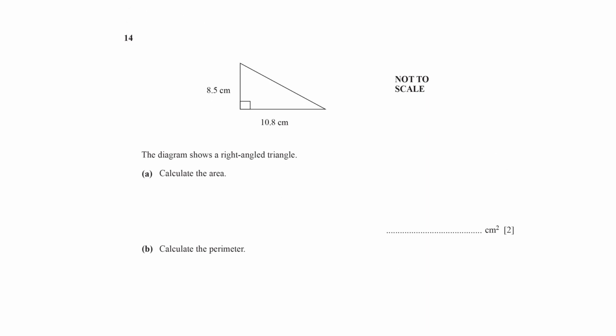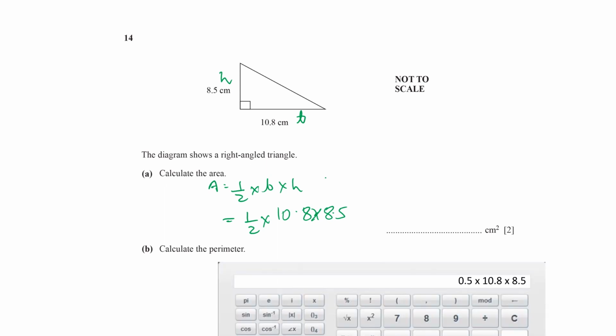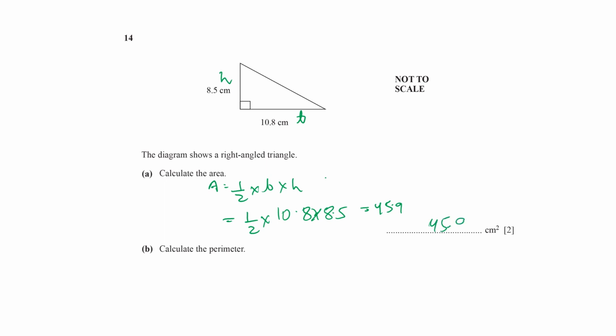The diagram shows a right angle triangle. Calculate the area. Since it's a right angle, we can select this as the base and this as the height, right? Since it's a right angle triangle, the formula for area is half times base times height. So half times 10.8 times 8.5. If we calculate it with our calculator, it's going to be 45.9 centimeter squared. So the answer will be 45.9, right?